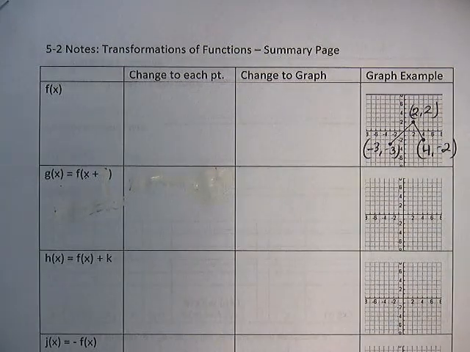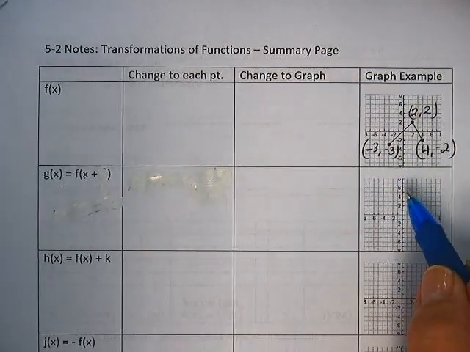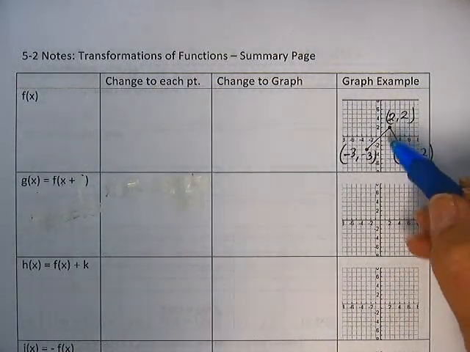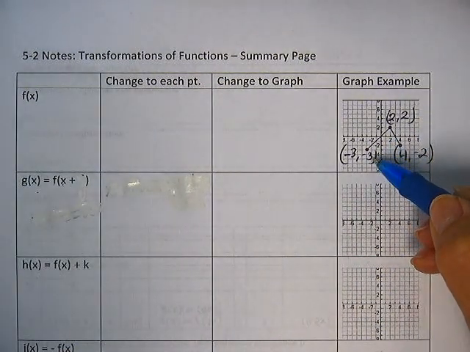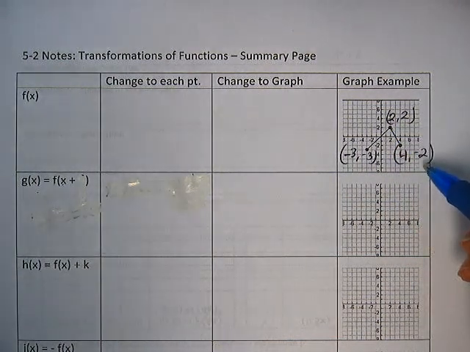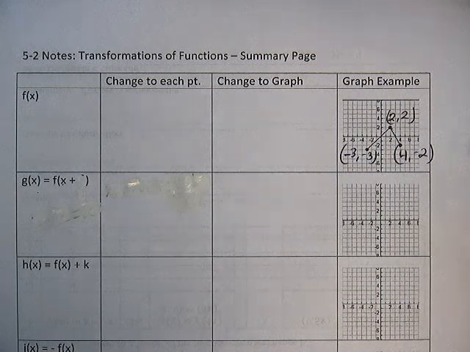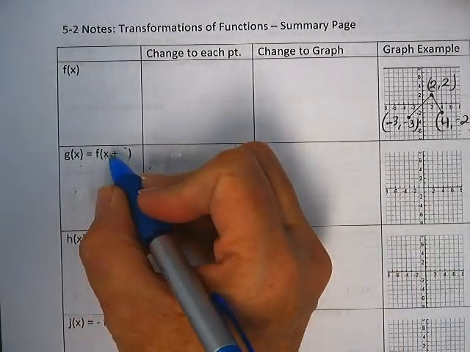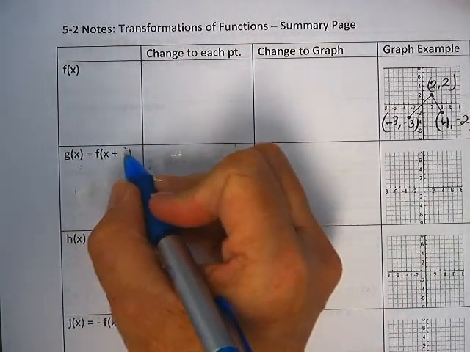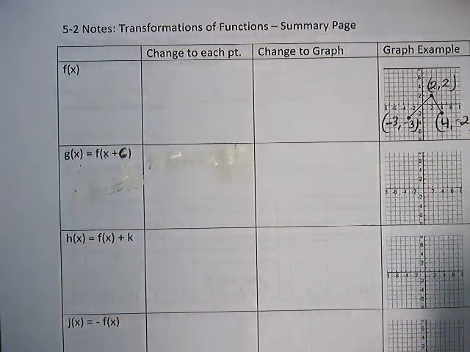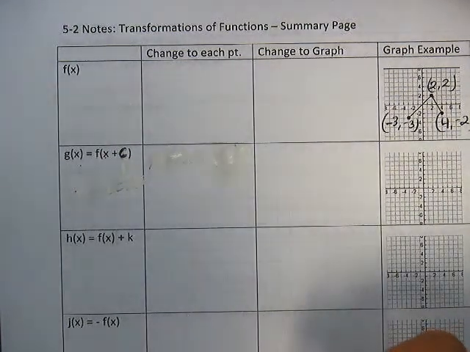Okay, so if we allow f of x to equal this little function over here with points at (-3, -3), (2, 2), and then down to (4, -2). We're going to see what happens when we change different parts of our transformation equation. So in this first one, if we had f of x, and we're going to change that h to a c, okay? So let's change that to a c because that's what we have in our equation.